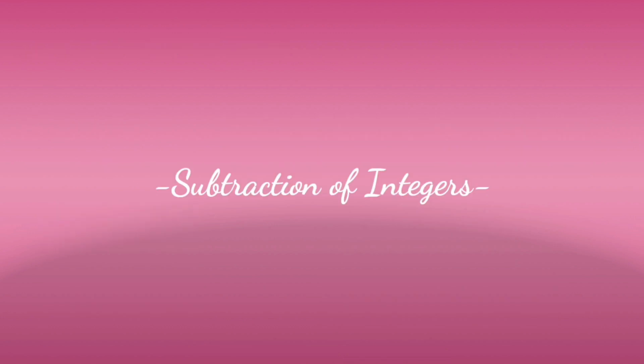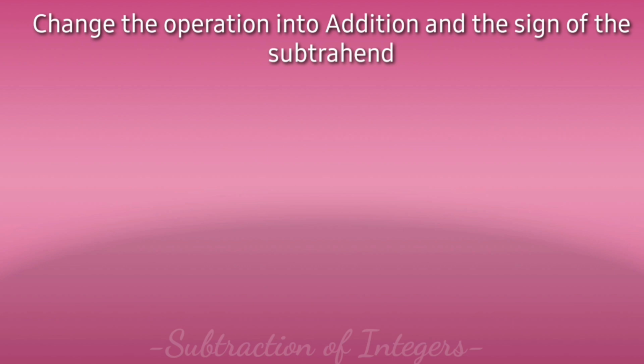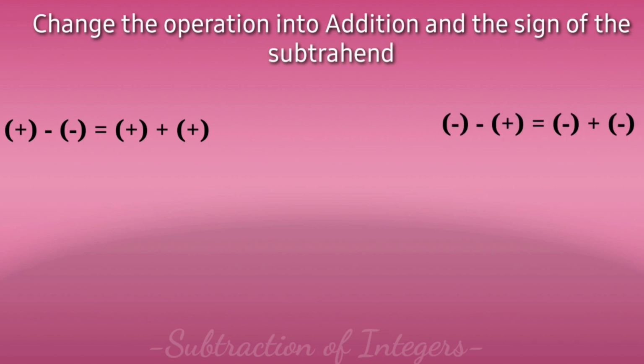So, let's proceed with subtraction of integers. In this case, we have to apply the rules in addition of integers by changing first the subtraction symbol to an addition symbol and change the sign of the subtrahend. Let's say positive minus negative, it will become positive plus positive, or negative minus positive, it will become negative plus negative. Now, in this case, magpo-fall tayo sa case number 1 of addition. Adding numbers that have the same sign.